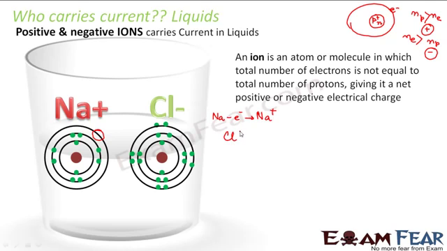What happened to chlorine? Chlorine gained one electron and it became Cl minus, because it gained one negative charge, so it became negatively charged. Now these Na plus ions and Cl minus ions, what do? They carry current in liquids, because sodium plus and chlorine minus are now charged particles. And what is current? Flow of charges. So Na plus and Cl minus are positive and negative charges, and flow of these charges constitutes current. So in case of liquids, positive and negative ions carry current.